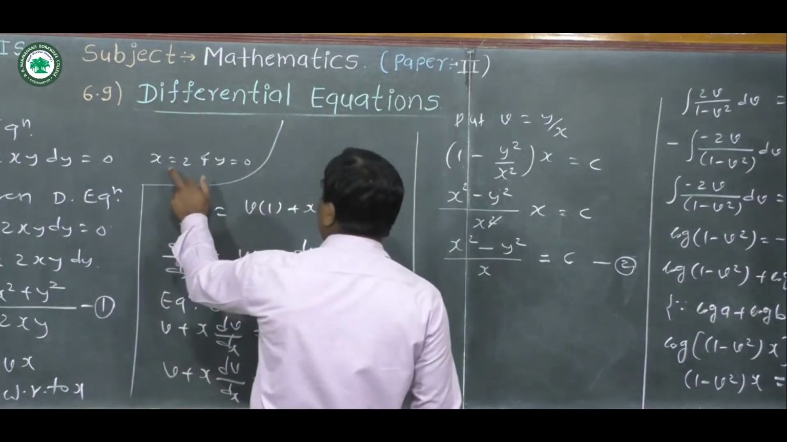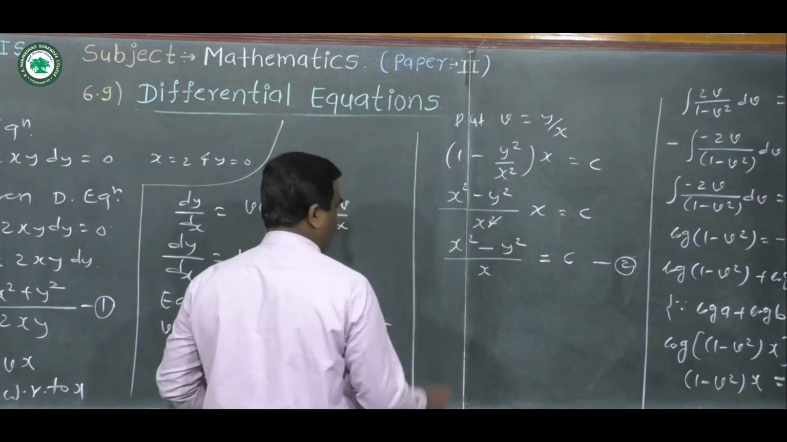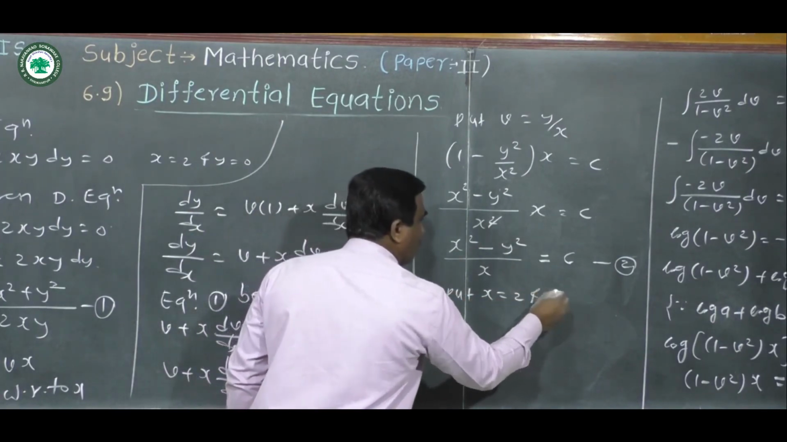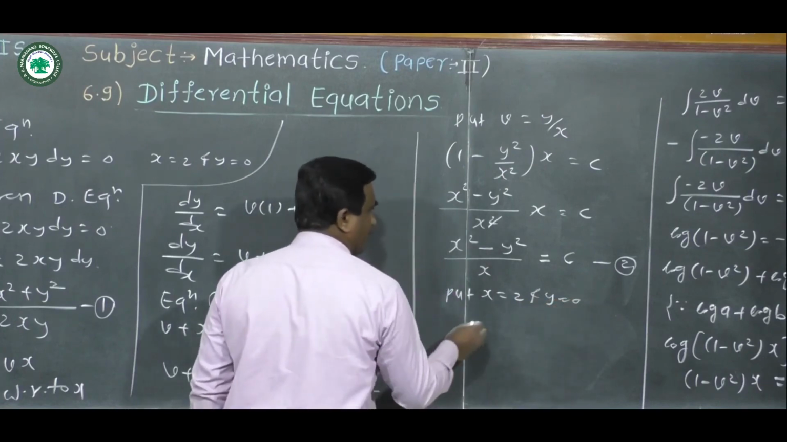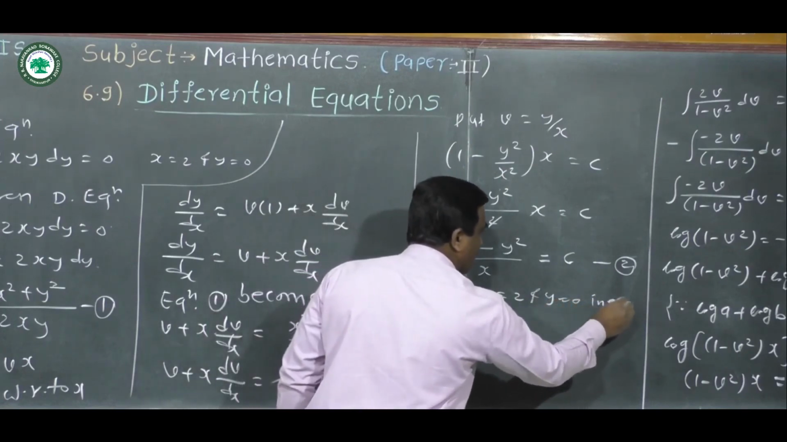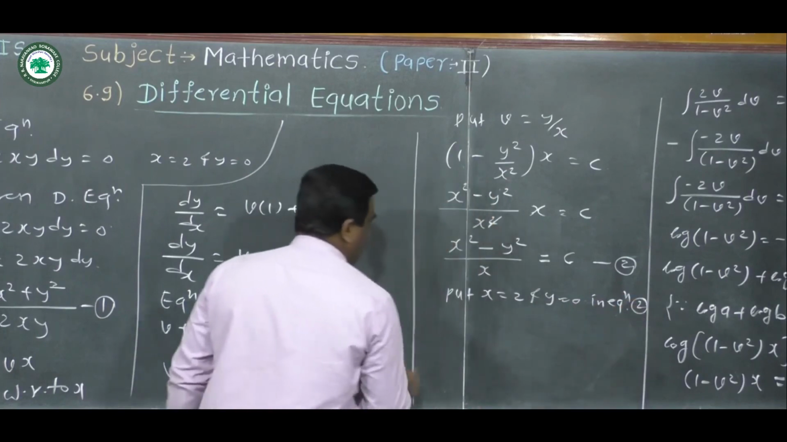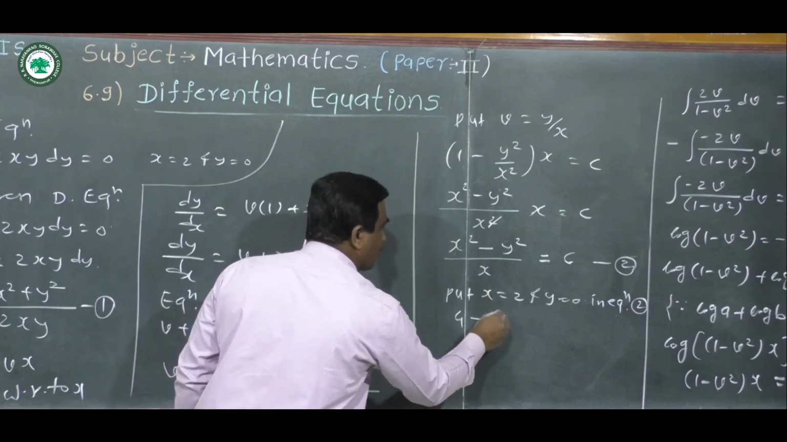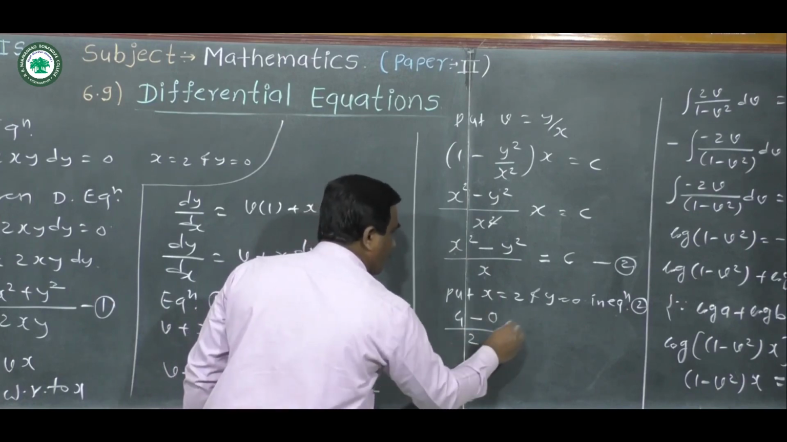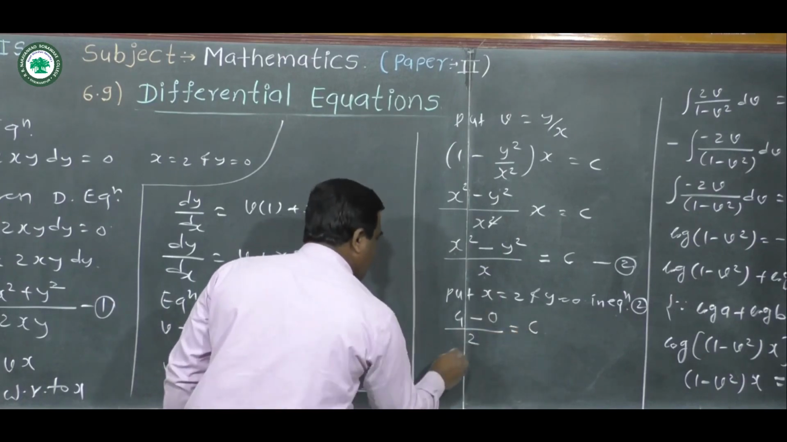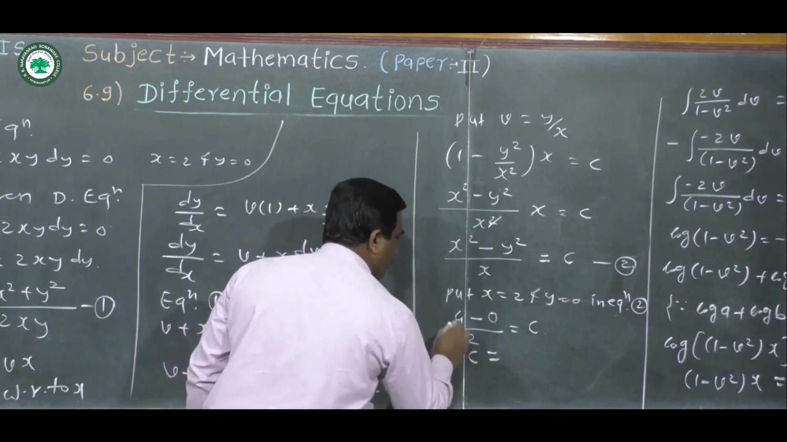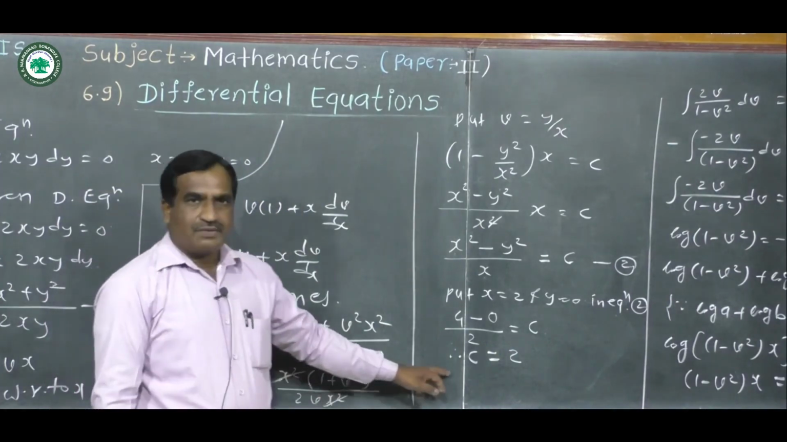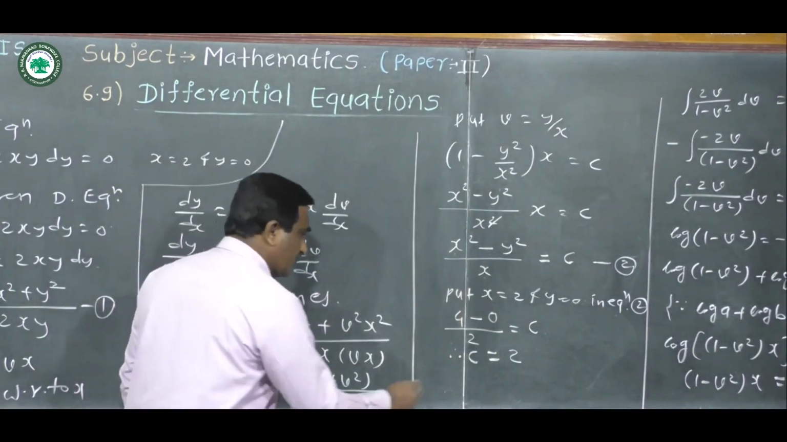Now we use condition here, x equal to 2 and y is equal to 0. Put x equal to 2 and y is equal to 0. Therefore in equation 2, we can write x square, 2 square means here 4, minus 0 upon x equal to 2 is equal to c. Therefore c is equal to 4 upon 2 means 2. Put this value of c in equation 2 again.